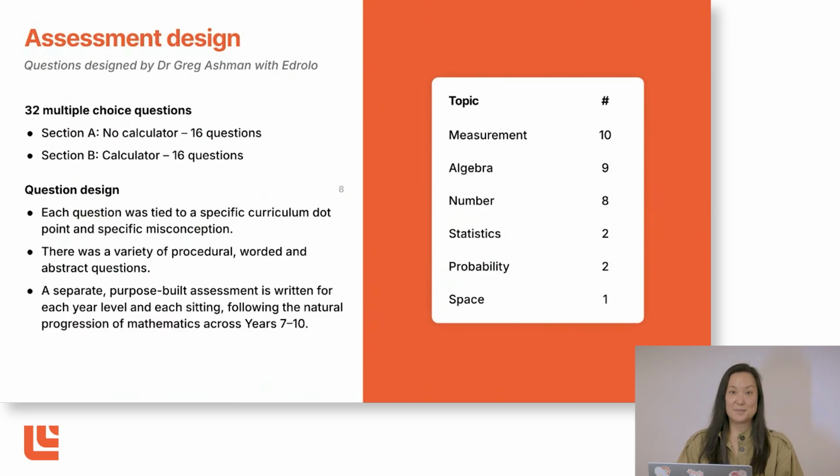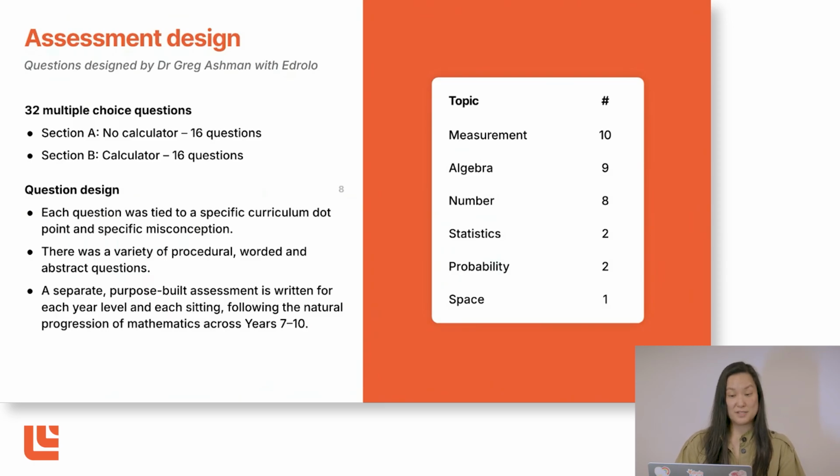So what is the assessment design? The design is that there are 32 multiple choice questions. There's 2 sections with 16 questions each. The first section is a no calculator section, and in the second section, you can use your calculator. This was designed intentionally, so that even though we know as students move on into senior math they use more of the calculator, understanding the foundational non-calculator skills will help them when they get to that point.